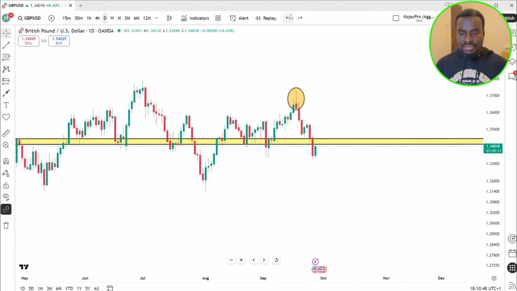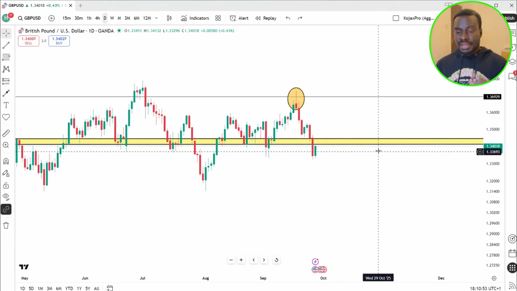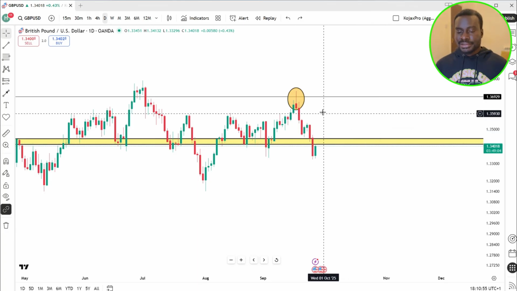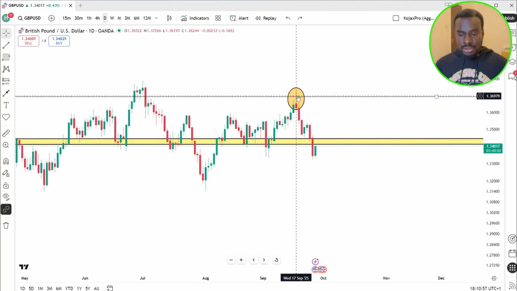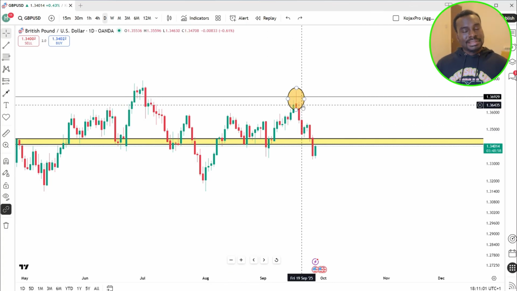So immediately price got to that zone right about there, it started to reject to the downside, and traders that didn't want to lock in their profits must have been stopped out in this trade. And that's not what I want for you guys. I want you guys to be able to see these things.